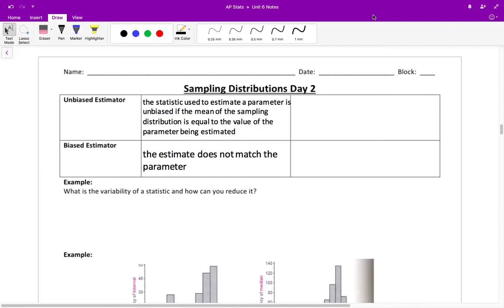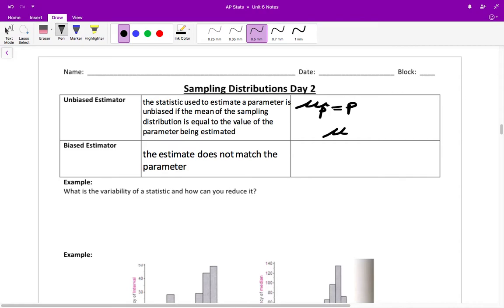So I'm going to start with a couple of definitions. The first being an unbiased estimator. Here is basically what that is. It's a statistic used to estimate a parameter. In other words, it's unbiased if the mean of the sampling distribution is equal to the value of the parameter being estimated. In other words, if the mean of all of your different sample proportions, the mean of p hat, was equal to p, that would be an unbiased estimator.